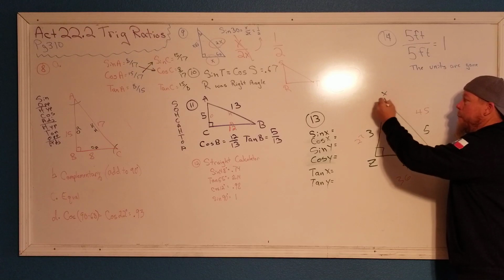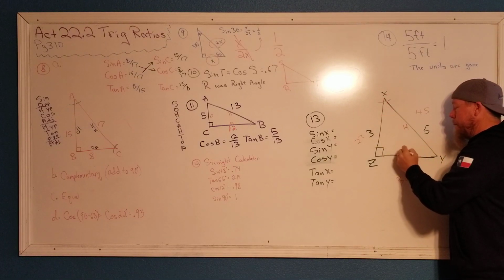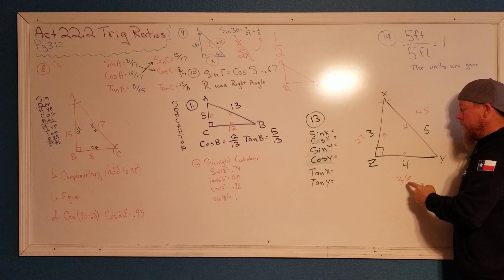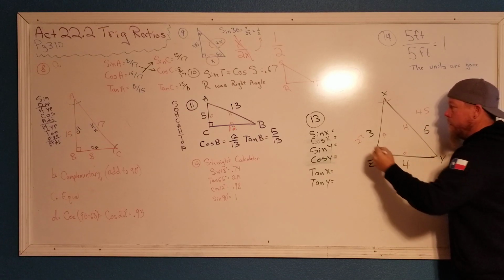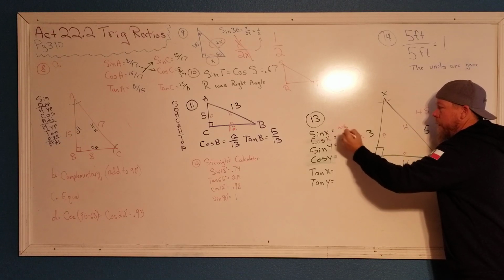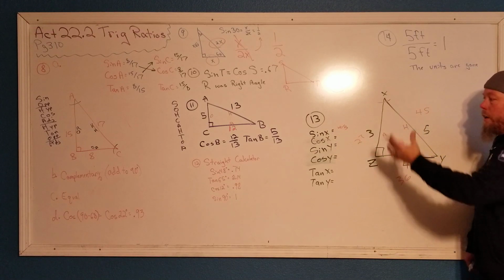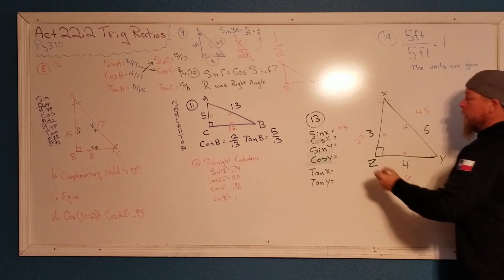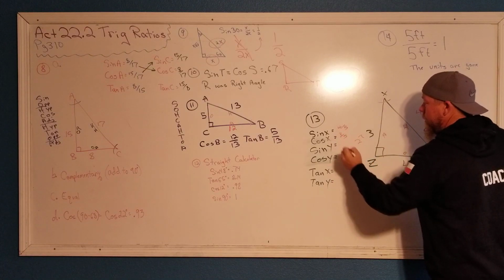Sine of x. So here I am at x. Here's my hypotenuse. Here's my opposite. Here's my adjacent. Opposite is this one over this one, so 36 over 45, which reduces to 4 over 5. And we're going to do the same for all of these. So cosine of x would be 3 over 5.